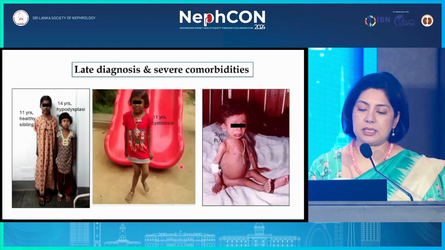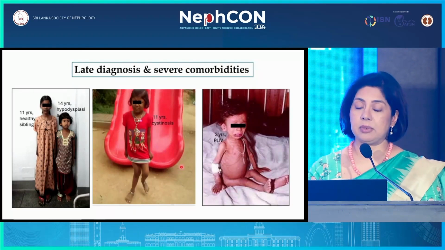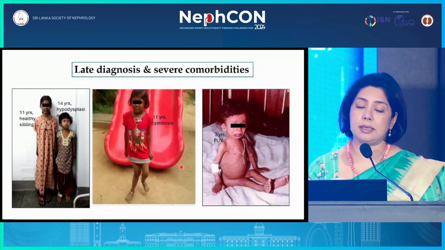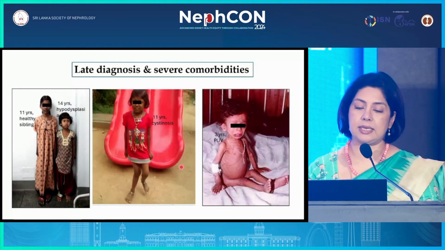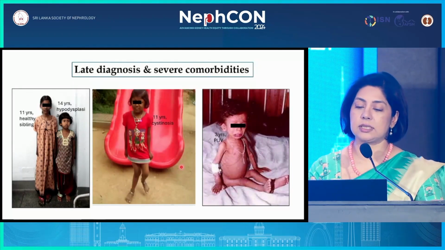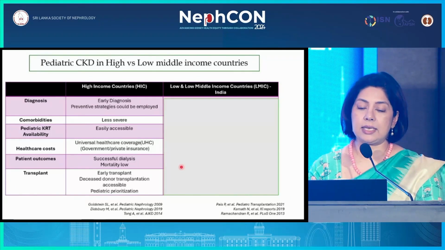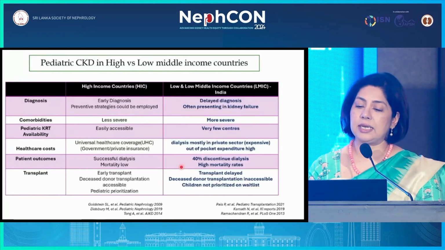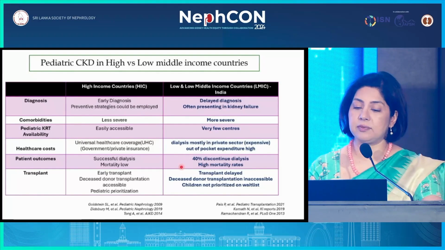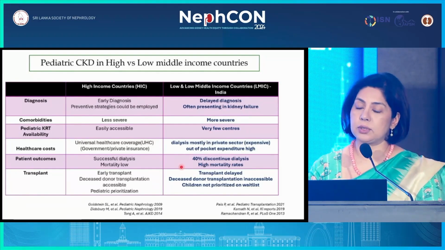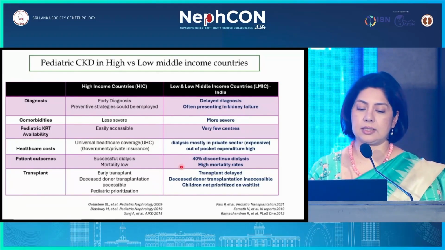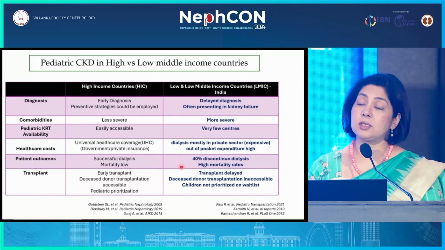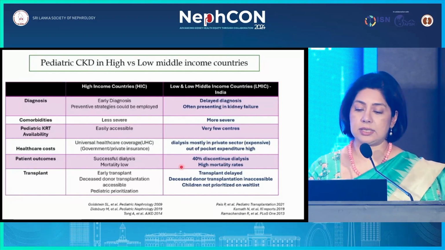So this is a picture of how CKD, and I'm sure it may present similarly here, is different than how it presents in high-income countries. Late diagnosis is common. The challenges of managing pediatric CKD in high and low middle-income countries are that the diagnosis is often delayed in low middle-income countries with more severe comorbidities. There are few centers that provide pediatric dialysis and transplant. Dialysis is not paid for by the government in all countries, and therefore patients have to pay out of pocket.